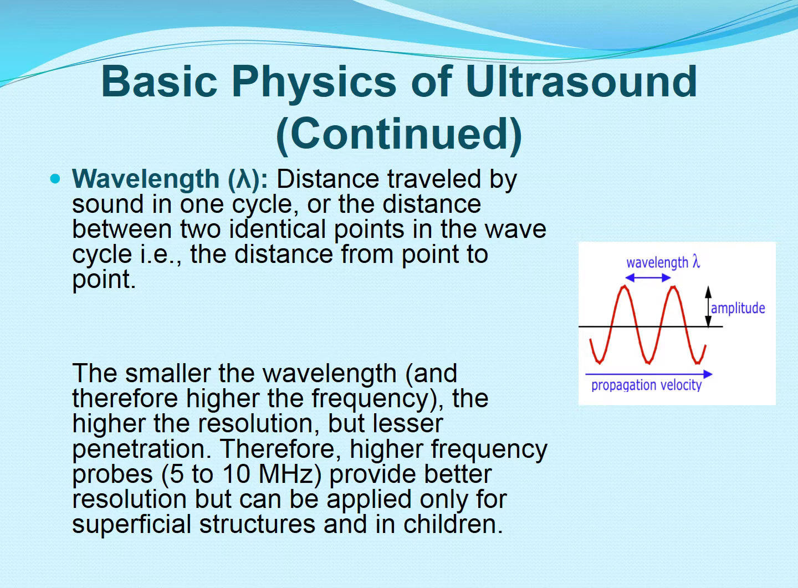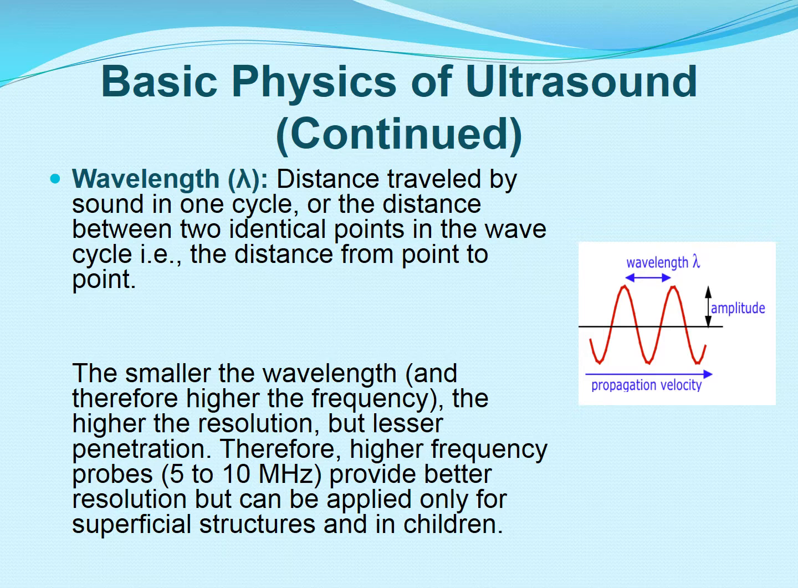Wavelength is the distance of a sound cycle, or the distance between two identical points in the wave cycle, the distance from point to point. So what we're basically saying here is that the proportion of the frequency and the wavelength is a major factor affecting the axial resolution of an ultrasound image.